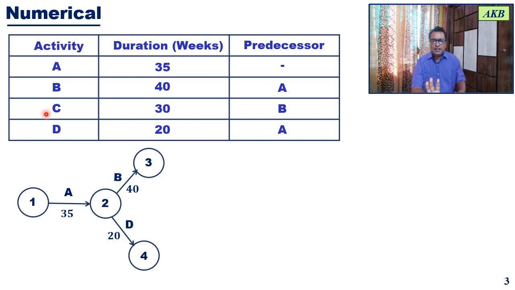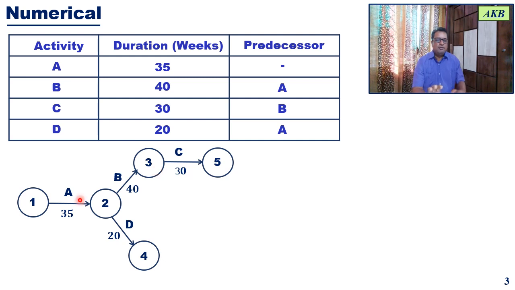Okay. After that you have activity C, which has a duration of 30 weeks and which can start once B is completed. So if you go back to the diagram, activity B is completed at event 3. So from event 3 you can start activity C. Activity C will proceed for 30 weeks and the activity will get completed at event 5.